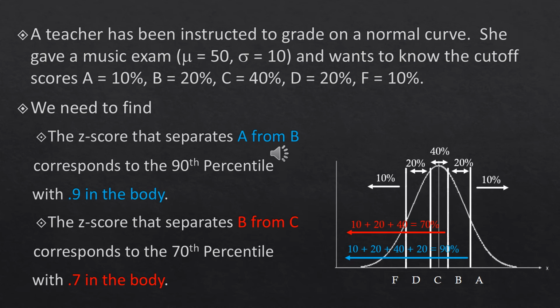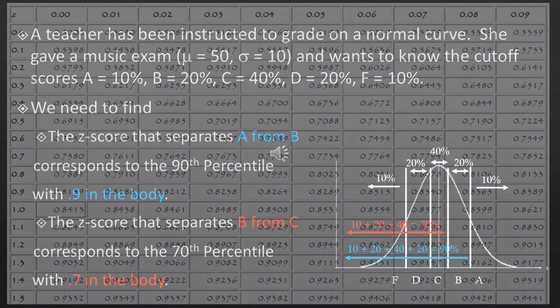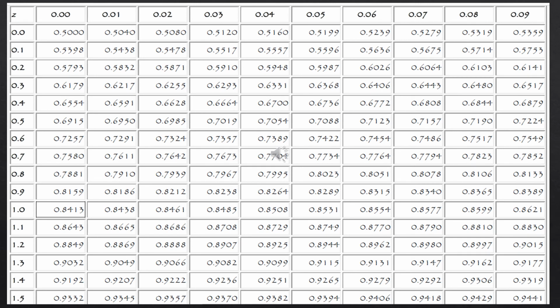And since this distribution is symmetric, we only need to find the cut for AB and BC because it applies to CD and DF. So now we need to go to the z-score table. The closest I can come to 90% of the scores in the body is 0.8997. And the z-score looks to be 1.28. 1.28 has 90% of the scores, or real close to it, in the body. The z-score associated with 70% of the scores in the body is 0.52.